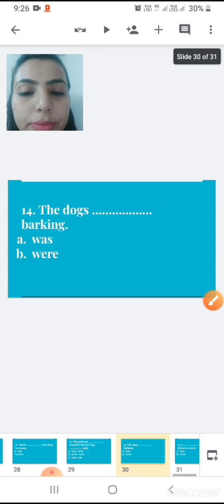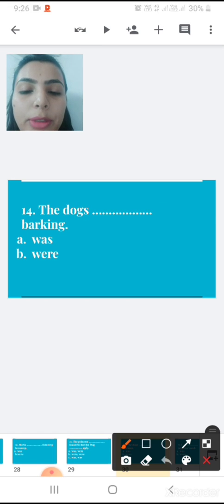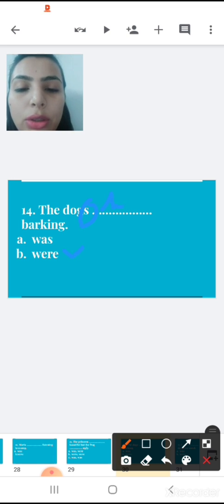Next is: the dogs dash barking. Here again we use the S. S is used for the plurals. So write down "were". The dogs were barking.